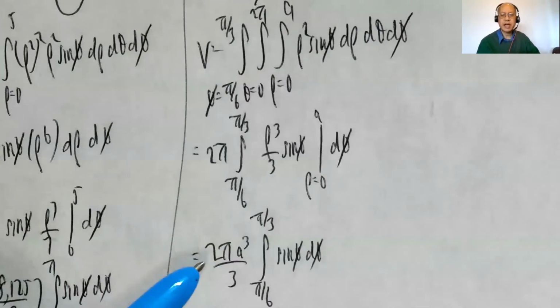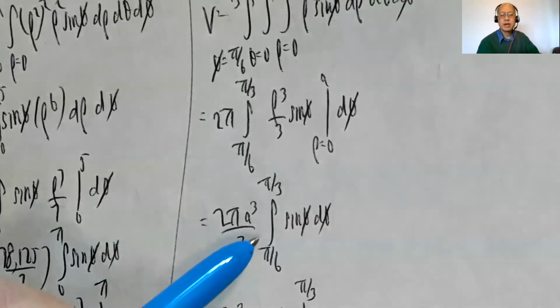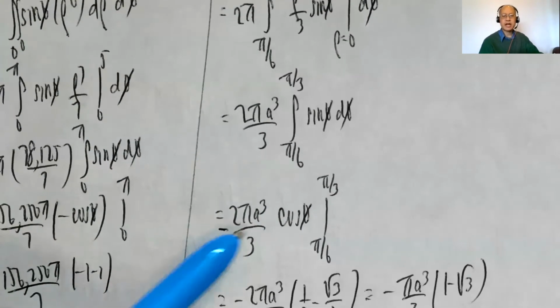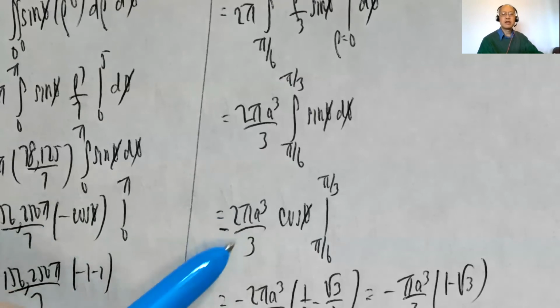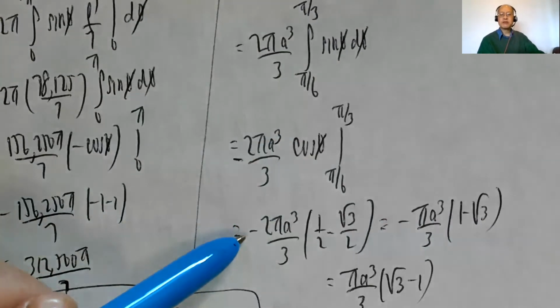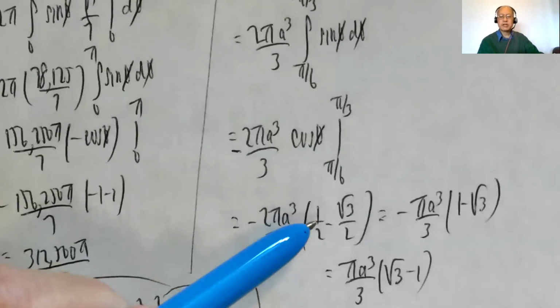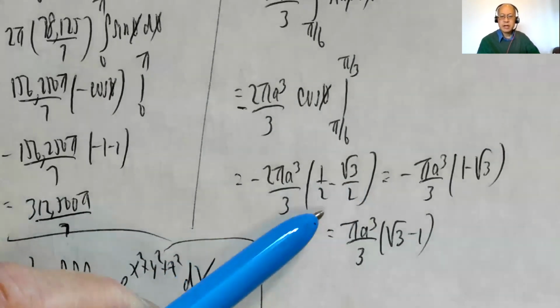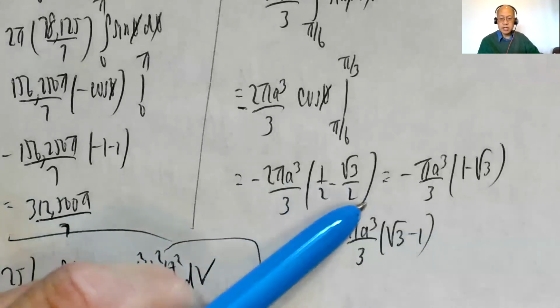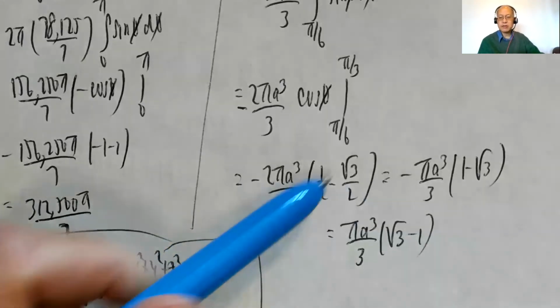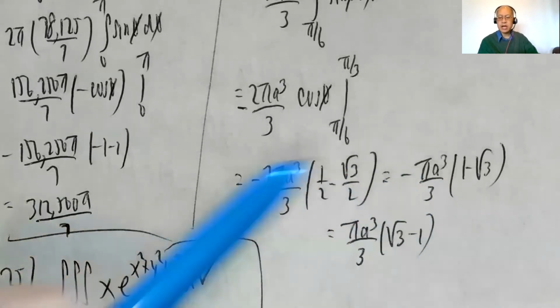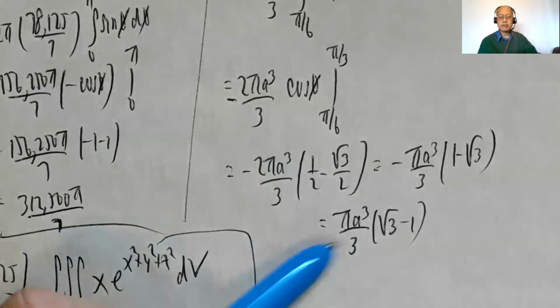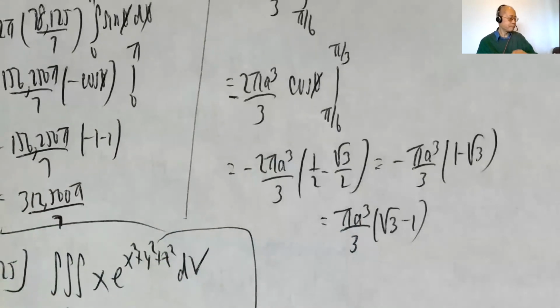Plug in 0, you get 0. Plug in a, you get a cubed over 3. So you're just integrating sine of phi, which is negative cosine phi, 2 pi a cubed over 3. Plug in pi over 3, get a half. Plug in pi over 6, radical 3 over 2. And redistribute a little bit. And let's see, I cancel that 2 with these 2's. So negative pi a cubed over 3, 1 minus radical 3, distribute the negative. So final answer, pi a cubed over 3 times radical 3 minus 1. All right, so that's section 15.8 on spherical coordinates.